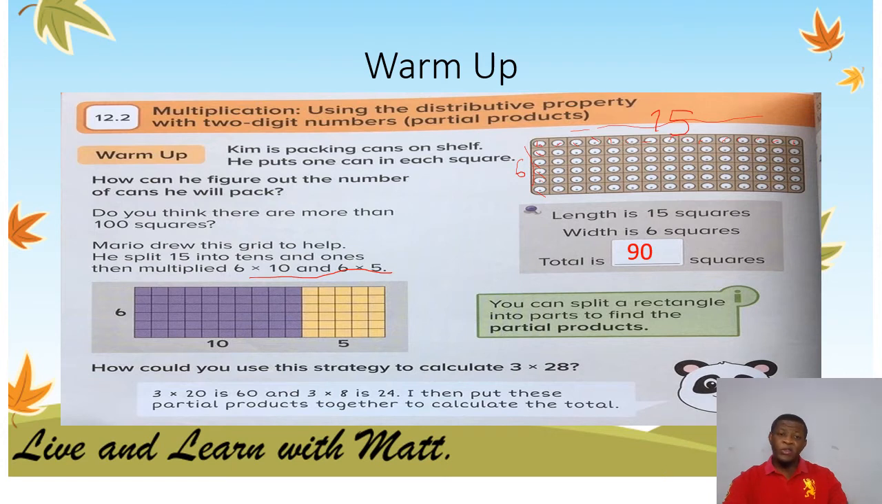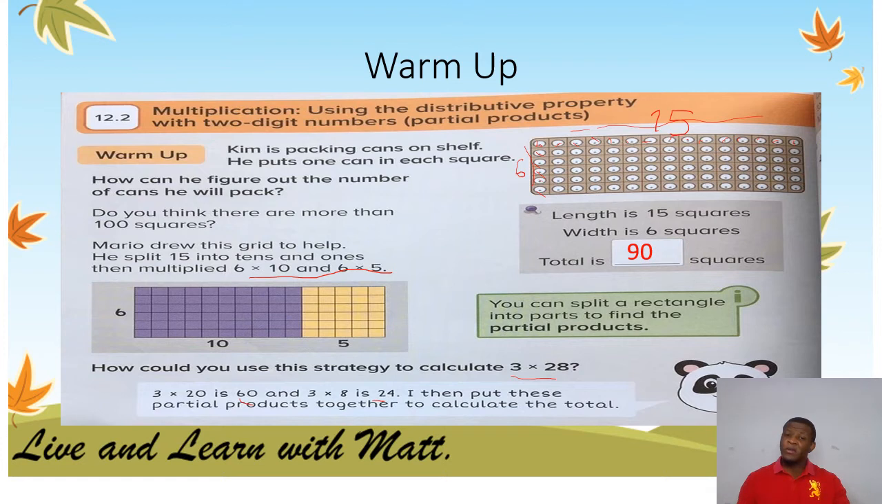So how could you use the strategy to calculate 3 times 28? Okay. So the panda answer: 3 times 20 is 60 and 3 times 8 is 24. So put these partial products together to calculate the total. So that means 60 plus 24, we get the product of 3 times 28.